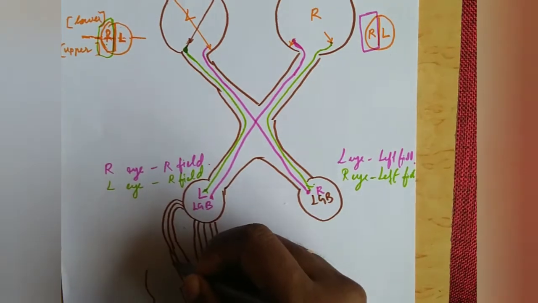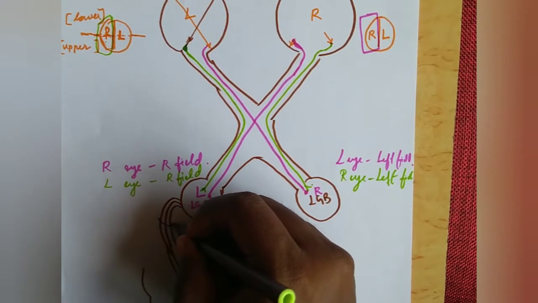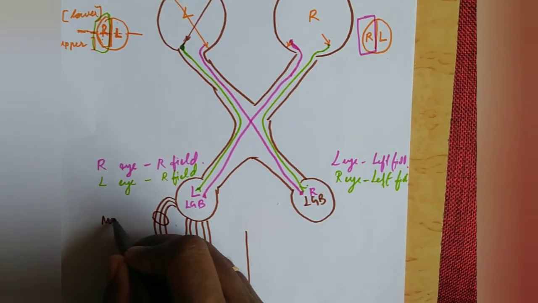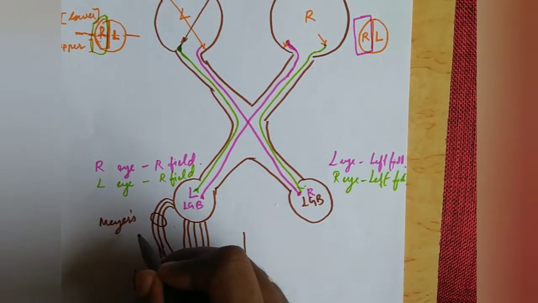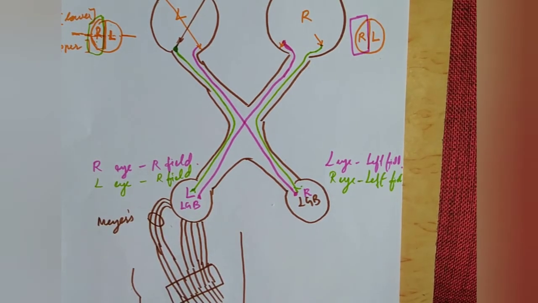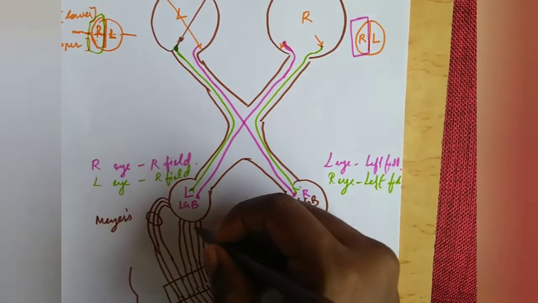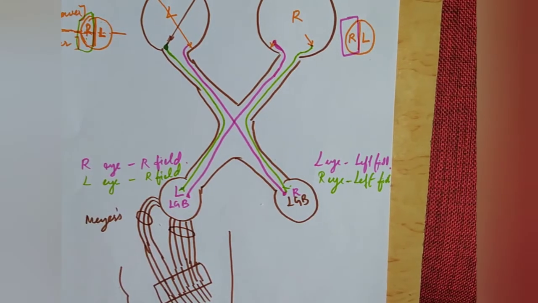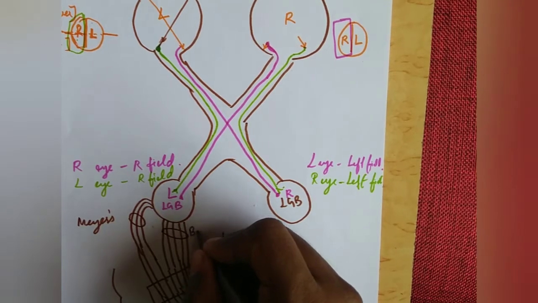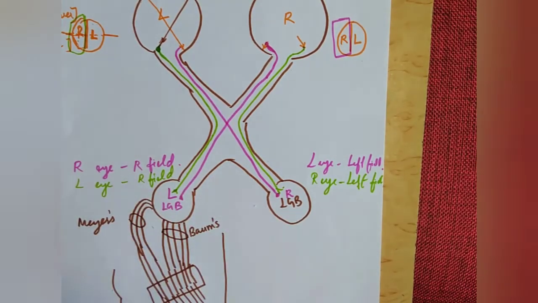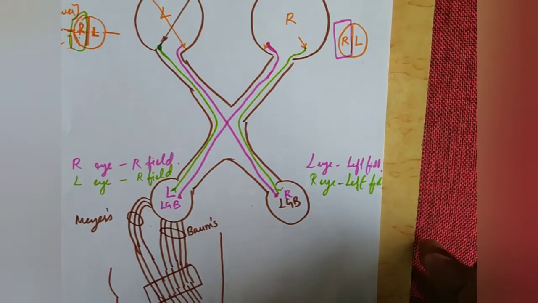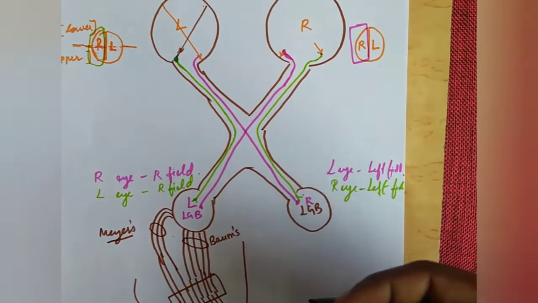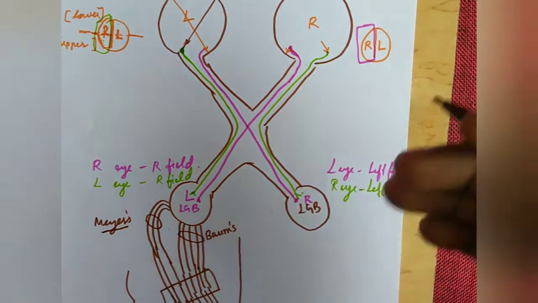Next, coming to the optic radiations, the optic radiation fibers which go through the temporal lobe are called Meyer's loop. And the optic radiation fibers which go through the parietal lobe to reach the occipital pole are Baum's loop. As we know, Meyer's loop goes through the temporal pole, that is the inferior aspect of the cerebral hemisphere.